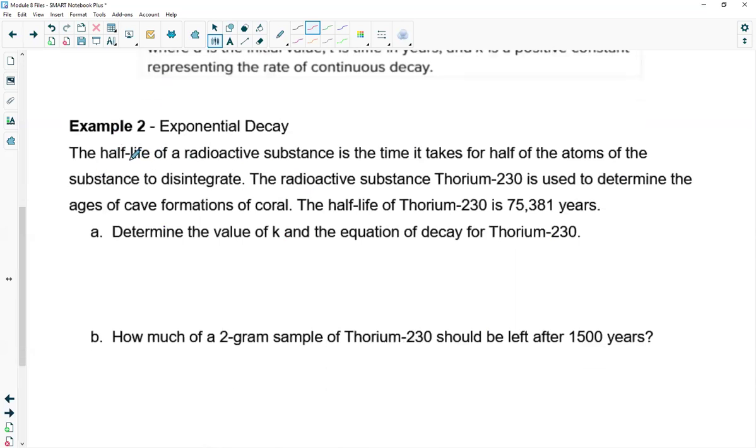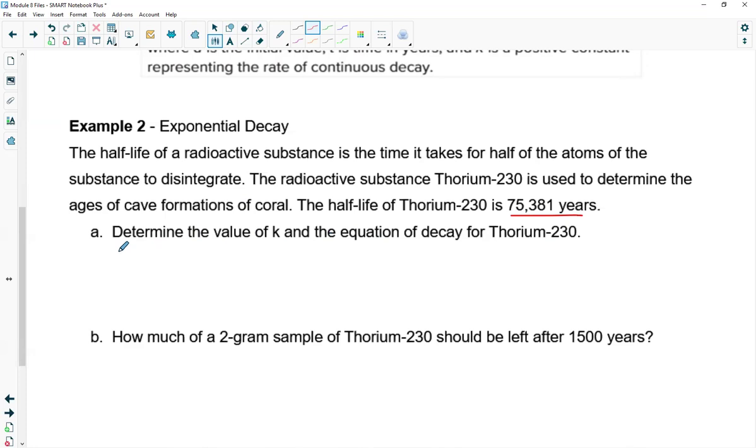So for our first one, the half-life, meaning the amount of time it takes for half of the atoms to disintegrate. The radioactive substance thorium-230 is used to determine ages of cave formations of coral. The half-life of thorium-230 is 75,381 years. Essentially what that means is after this long, half of the original substance is going to be gone. So let's determine our value of k and create the equation.